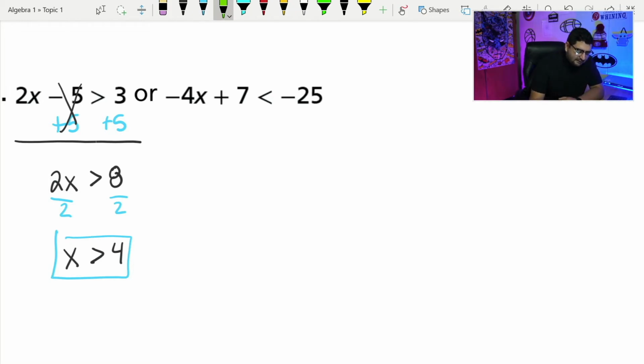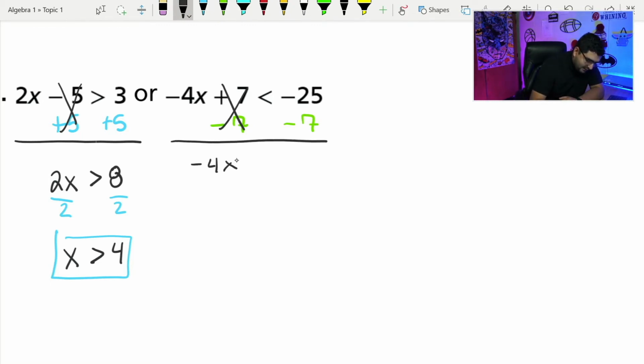-4x plus 7 less than -25. So I can subtract 7 from each side. I'm left with -4x, the 7's cancel out. It's less than, this should get me -32. I can then divide by -4 on each side. Now remember, when you divide by a negative, when you're working with inequalities, you must flip your inequality symbol. So I'm going to flip that. -32 divided by -4 leaves me with 8.